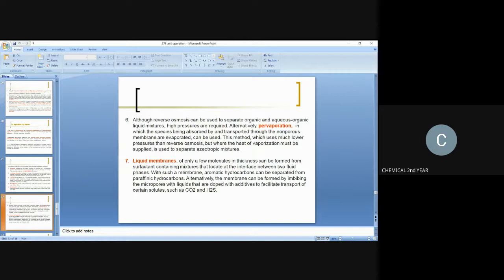Liquid membranes of only a few molecules in thickness can be formed from surfactant-containing mixtures that locate at the interface between two fluid phases. With such a membrane, aromatic hydrocarbons can be separated from the paraffin hydrocarbons. Alternatively, the membrane can be supported by imbibing the micropores with liquids that are doped with additives to facilitate transport of certain solutes such as CO2 and H2S.